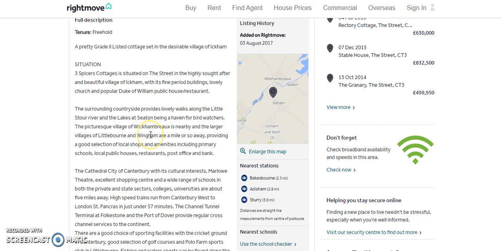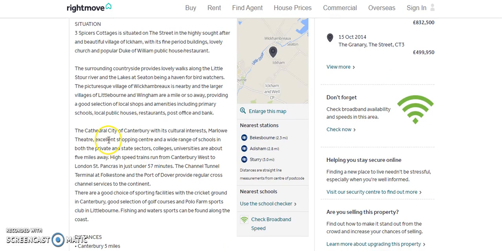It's telling us what it's near, where the amenities are, and again we've got a good selection of local shops and amenities. Everything seems to be geared towards painting this house in a good light, so we're thinking here that it's probably a persuasive text. It's got elements of description, it's got elements of informative text as well, but overall it's going to be a persuasive text because, when you look at the text as a whole, it's all geared towards trying to sell us this house.